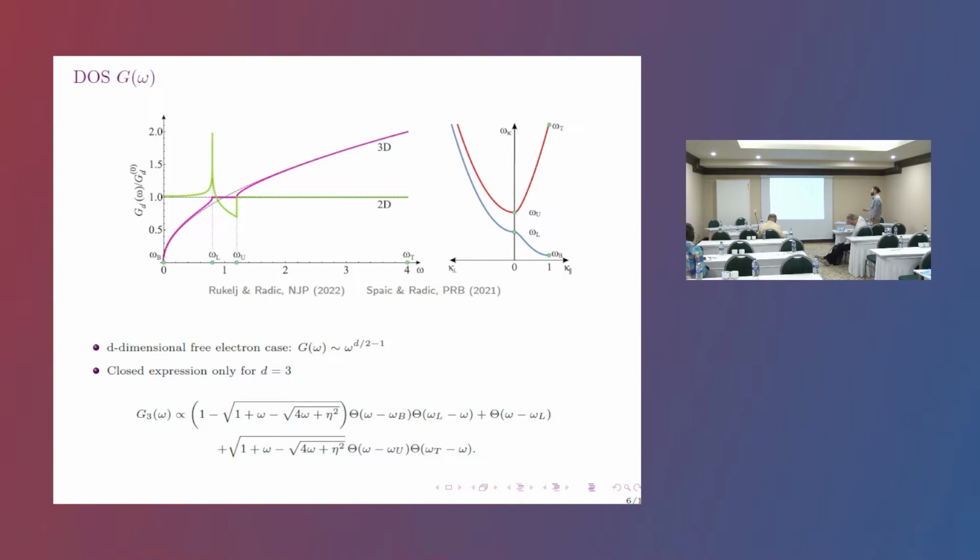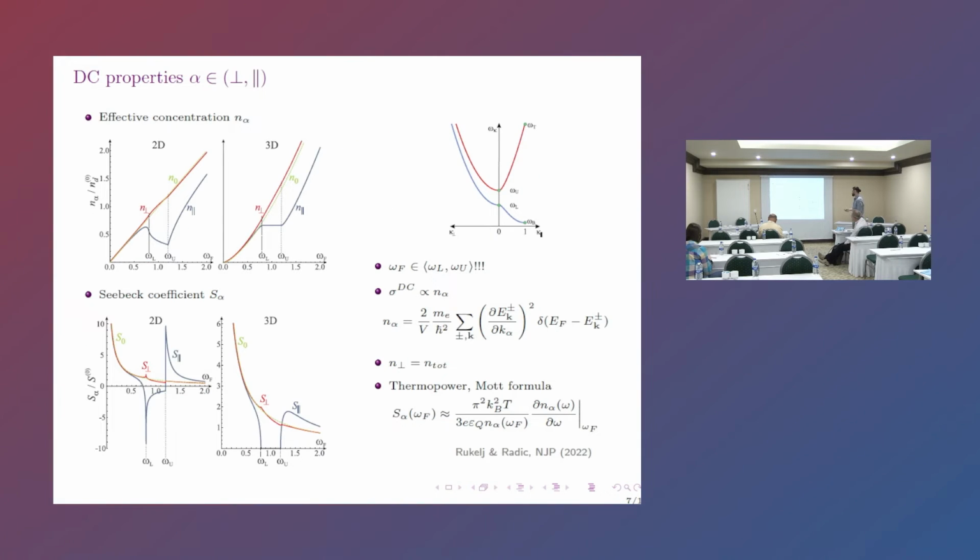As you can see, nothing spectacular happens when you are far away from the pseudo-gap region. You obtain the two-dimensional and three-dimensional free electron gas density of states. But within the pseudo-gap region, there is a difference. You have a flat, constant density of states in the three-dimensional case. At the omega L point, which is here, a Lifshitz singularity gives a logarithmic contribution to the density of states, and so on. Only for the three-dimensional case are you able to write the density of states analytically.